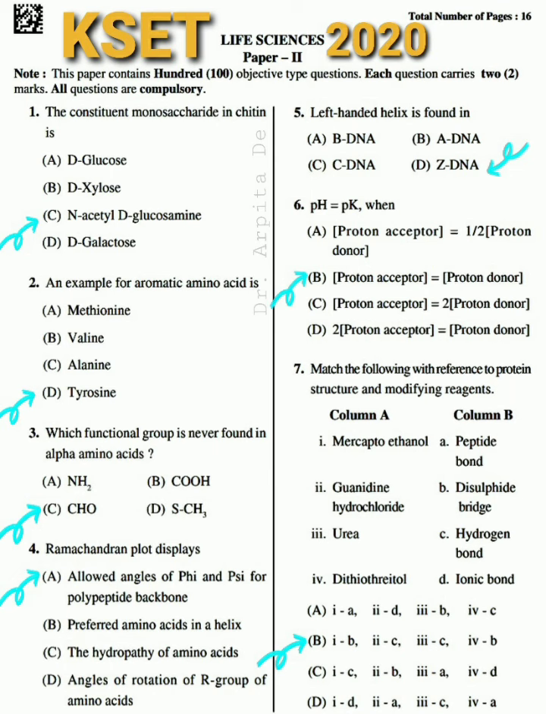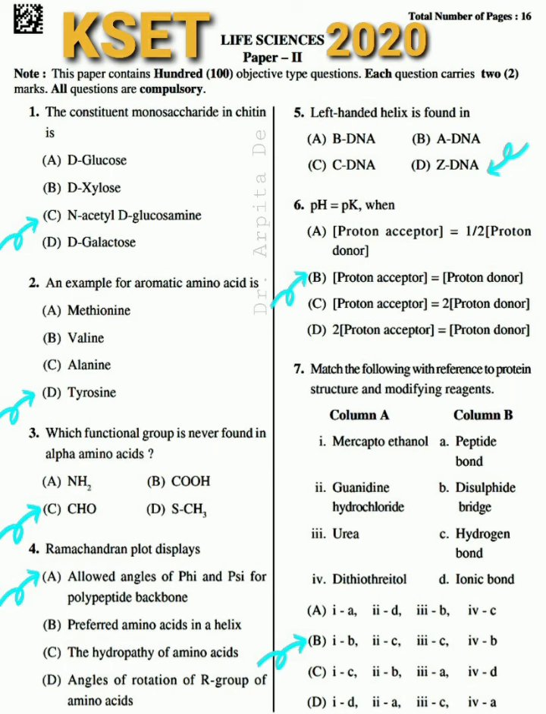Question number 4. Ramachandran plot displays option A, allowed angles of phi and psi for polypeptide backbone. Option B, preferred amino acids in alpha helix. Option C, the hydropathy of amino acids, and option D, angles of rotation of R group of amino acid. So we should just once recall what is Ramachandran plot.